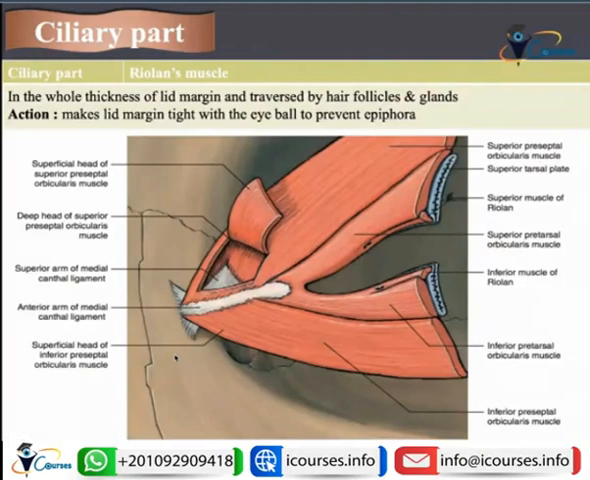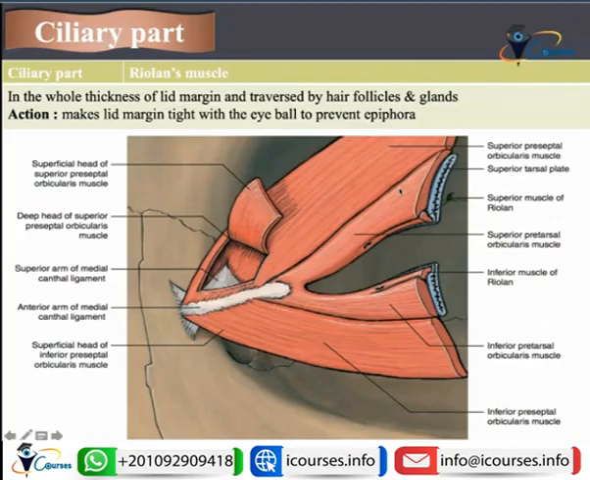Then we have two small muscles that will form the other parts of the palpebral part of orbicularis oculi. It is called the ciliary part, or pars ciliaris, or sometimes it is named the muscle of Riolan. So this muscle of Riolan is a very thin strip of muscle here and here, the superior muscle of Riolan and the inferior muscle of Riolan. This is a very thin, delicate slice of muscle that is present along the whole thickness of the lid margin.